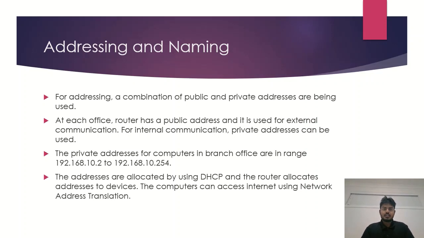Addressing and naming. For addressing, a combination of public and private addresses is used. At each office, the router has a public address used for external communication. For internal communication, private addresses are used. The private addresses for computers in a branch office range from 192.168.10.2 to 192.168.10.254. The addresses are allocated using DHCP, and the router allocates addresses to devices. The computers can access the internet using network address translation.